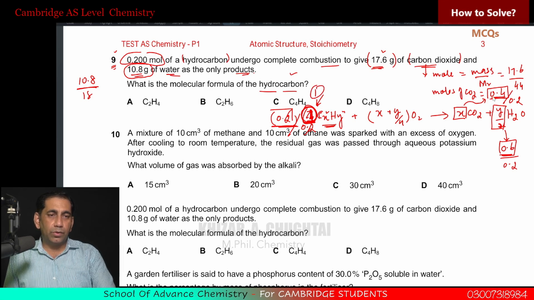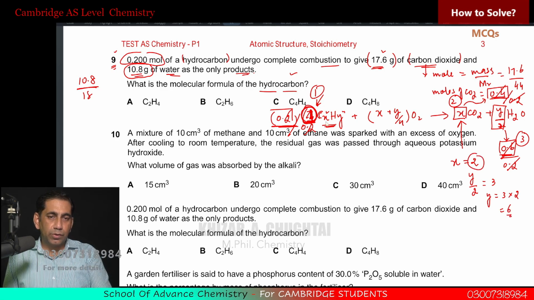So that is equal to 1. 1 mole of hydrocarbon is going to give 2 mole of CO2 and y over 2 H2O, or 3 mole of H2O. So we have calculated that x is equal to 2 and we know y over 2 is equal to 3, so y is equal to 3 into 2, that is 6. So x is equal to 2, y is equal to 6. C2H6 is the correct option for this hydrocarbon.